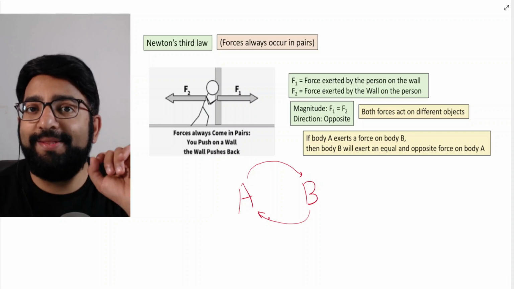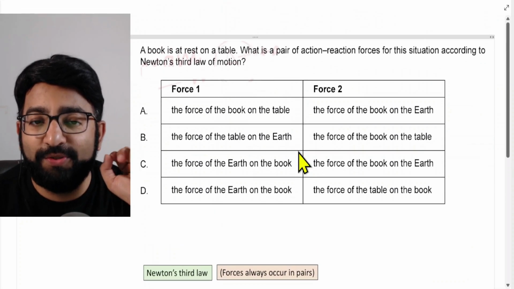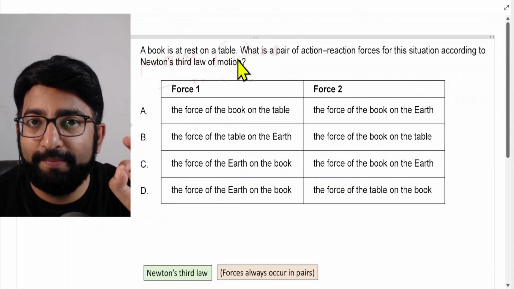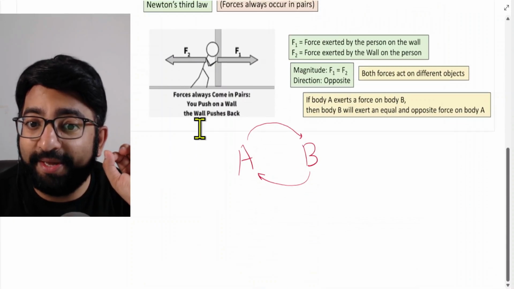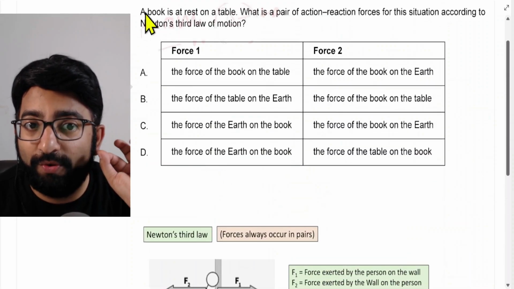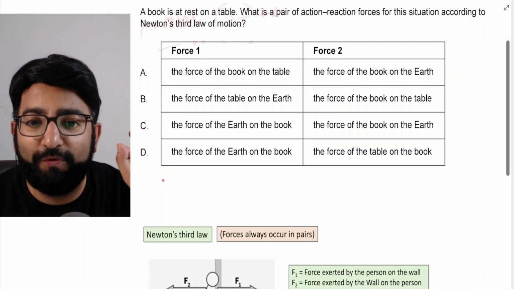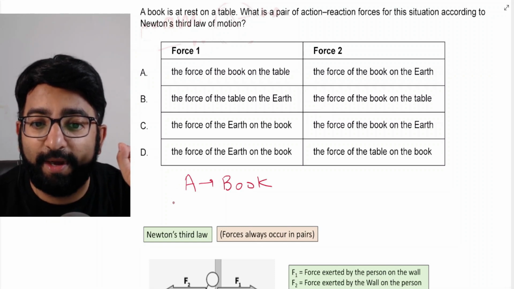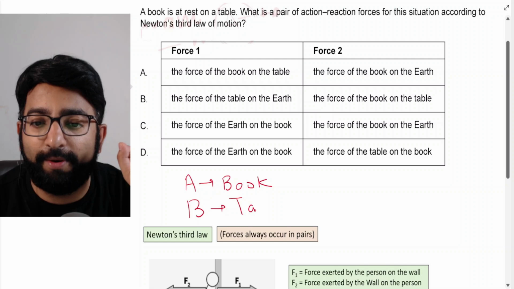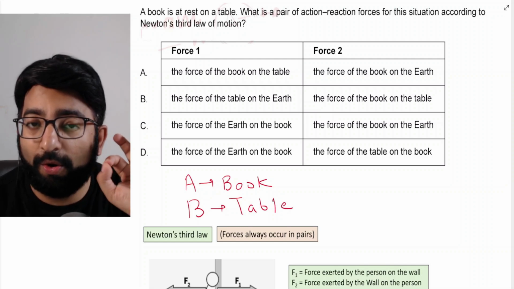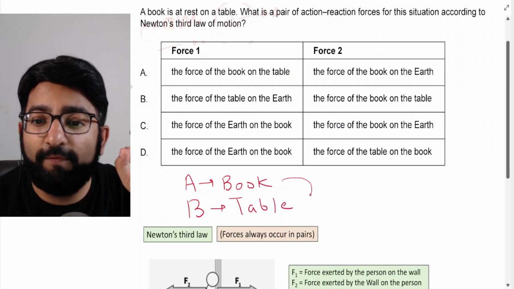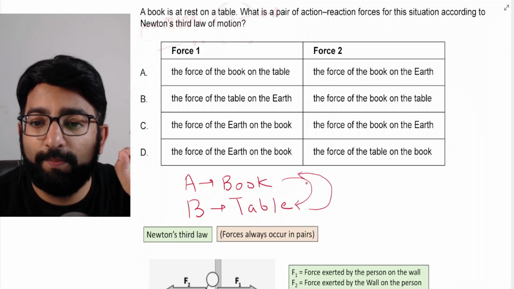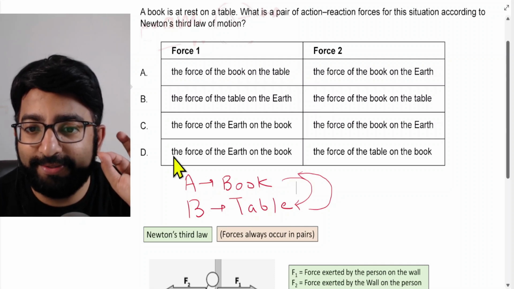We are going to apply this logic in our current question. Here we have been given a book at rest on a table. We need to identify what is A and what is B. There is a book and a table. So we can say A is the book itself, and the other object, B, is the table. According to Newton's third law, if the book is applying a force on the table, then the table will also apply the same force on the book. Let's see in which option that exists.